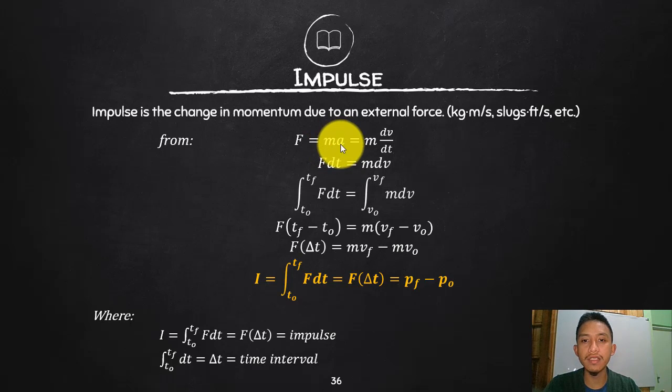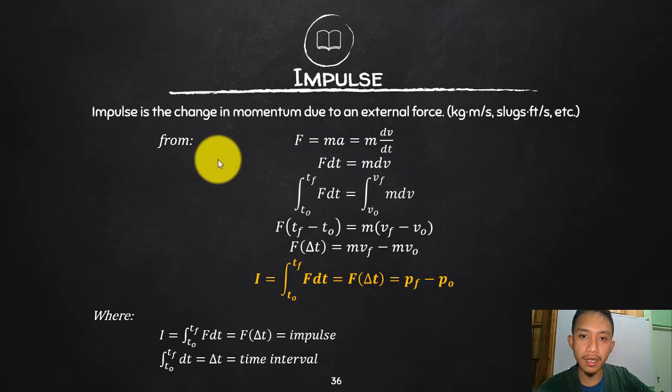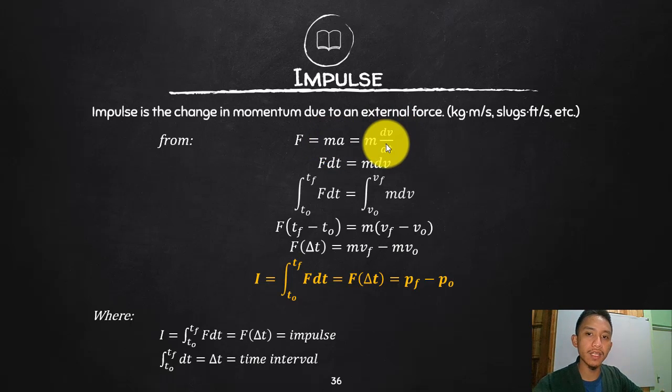Let's try to change your acceleration, since that is the change of velocity with respect to time, isn't it? That is acceleration. So let's rewrite that into the form dv over dt, and then cross multiply dt together with your force F. So this will be the result: F dt equals m dv.